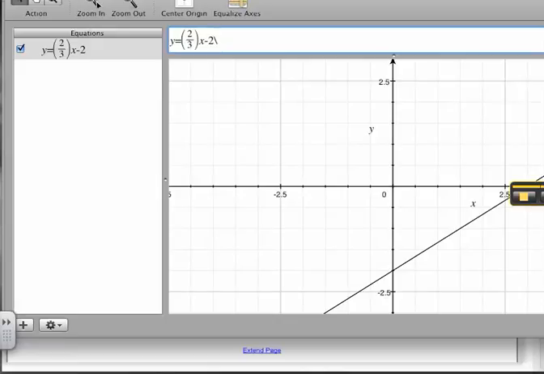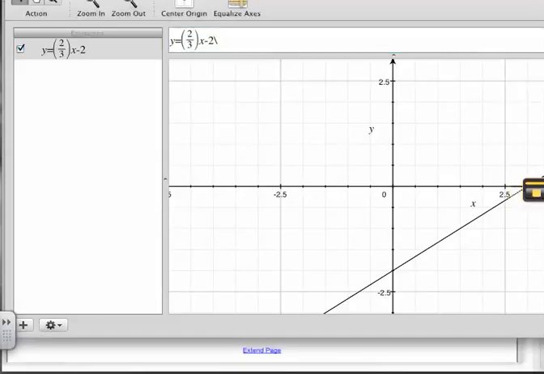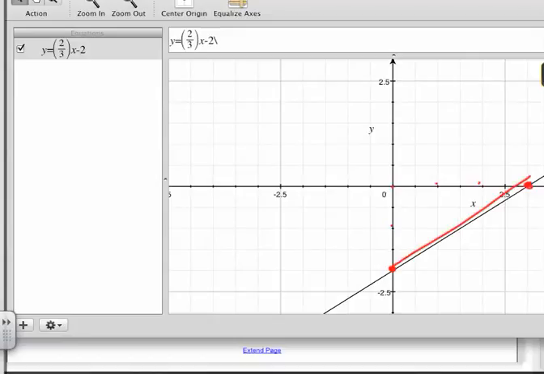So now, let me move this out of our way. You can see that it goes through the point negative 2, right? And if I go up 1, 2, each one of the dots is a half. And then over 3, 1, 2, 3, right? And then there's my line. You guys just drew it. All right. Good to go.